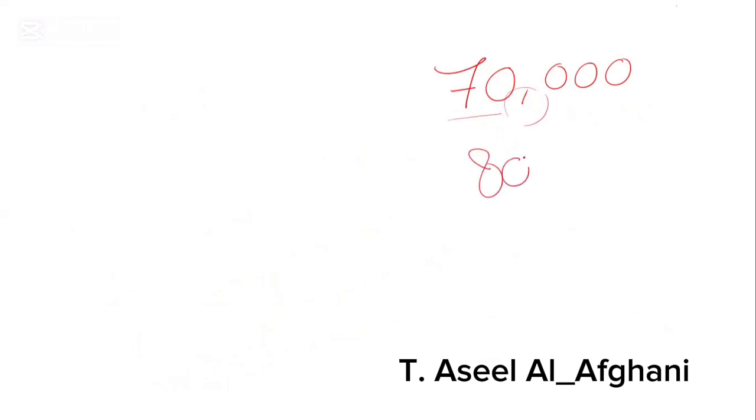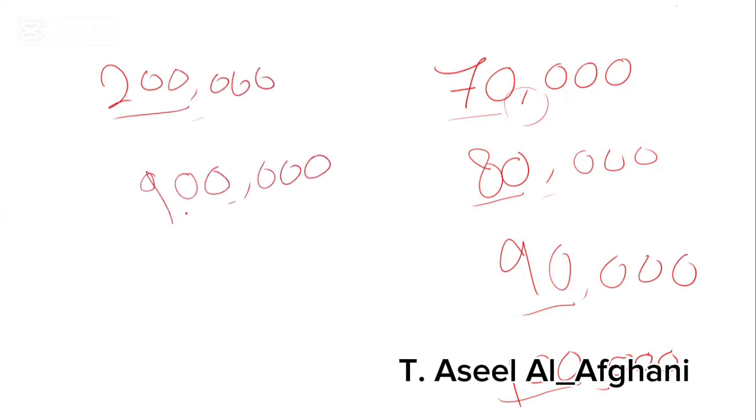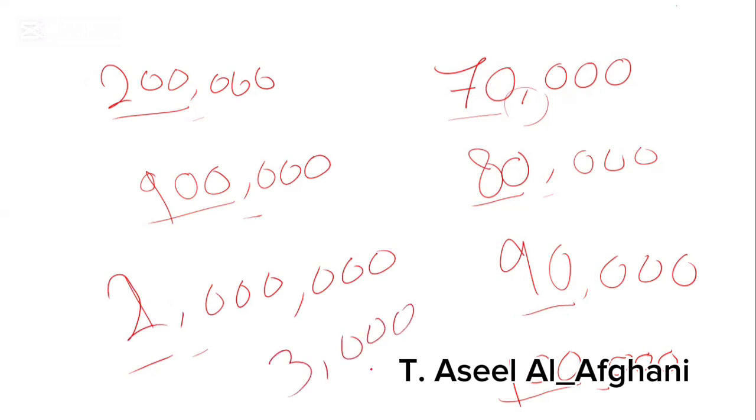What about this, guys? 70,000. 80,000, right? 90,000. 100,000. 200,000. What about this? 900,000. What about this? 1 million. 2 million. 3 million, right? Exactly.